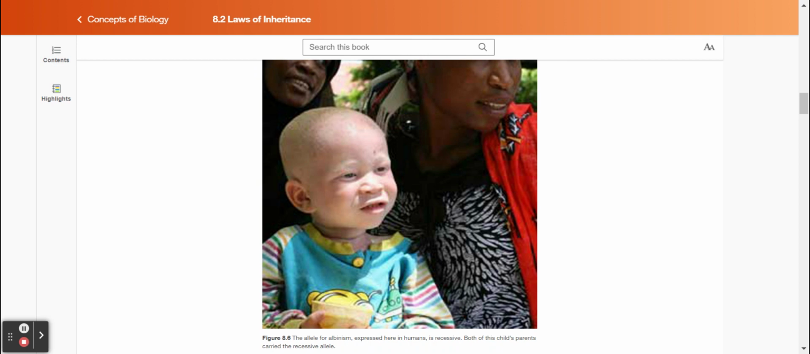Figure 8.6. The allele for albinism, expressed here in humans, is recessive. Both of this child's parents carried the recessive allele.